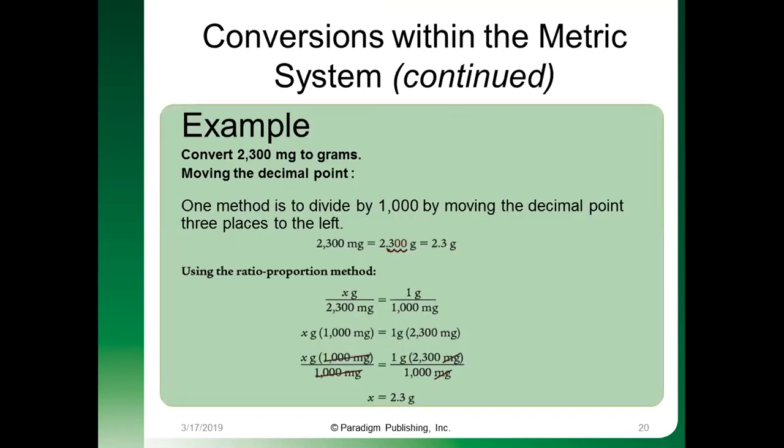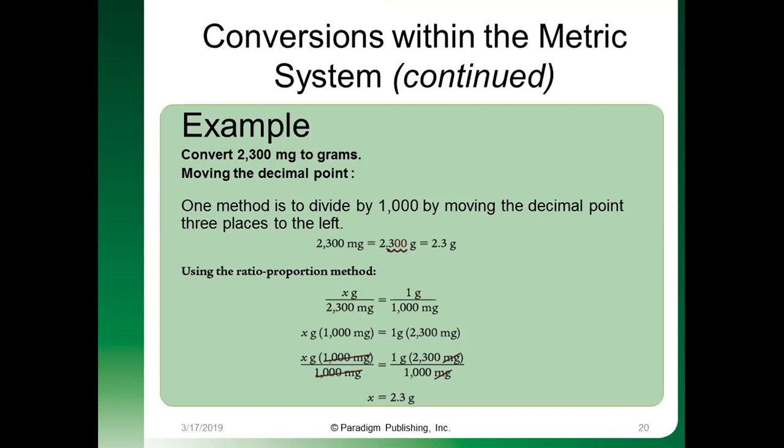So we're going to convert 2,300 milligrams to grams. So moving the decimal point would just be converting from a smaller to a larger unit. We're going to move it to the left. Okay, so here we go. 0.003. That's where our decimal goes. So our answer would be 2.3 grams.